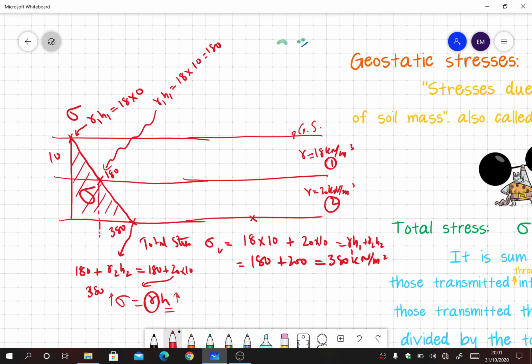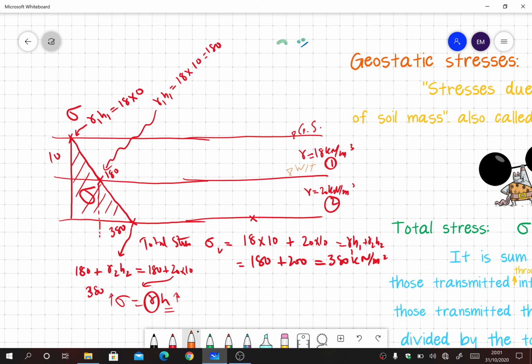So that's why we end up getting a straight line here. Okay. Now imagine that we have a water table at the end of the first layer. So I'll use this line here. So assume that this is the water table here.